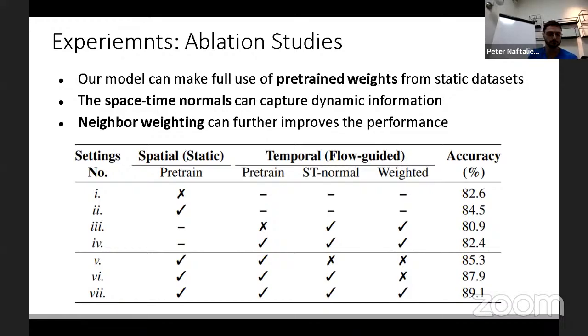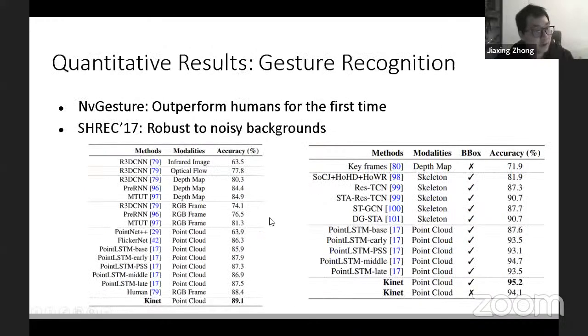Let's see the next part, the gesture recognition. Oh, that is boring. We are just trying to prove our model indeed outperforms the state of the art, and it's robust to the noisy background.